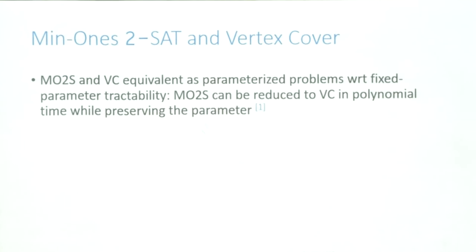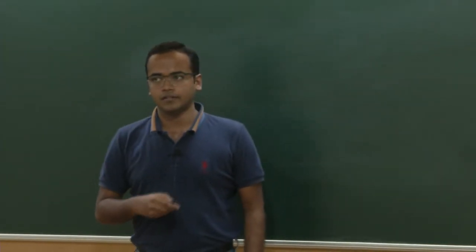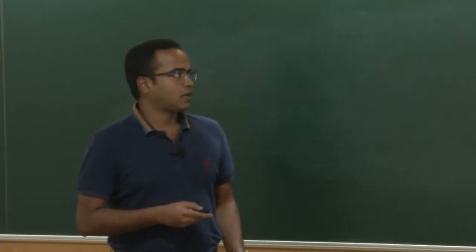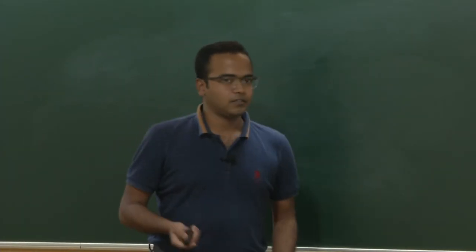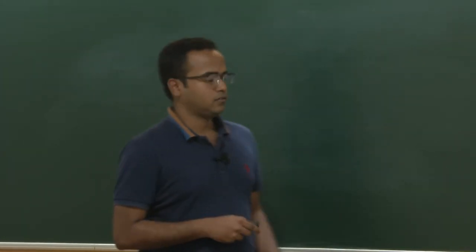Mishra et al. had a result which showed that min-1's 2-SAT and vertex cover can be reduced to each other while preserving the parameter. This will mean that whatever kernelization algorithms you have for vertex cover will carry over to min-1's 2-SAT. And of course, if you have a kernelization algorithm for min-1's 2-SAT, it carries over to vertex cover.